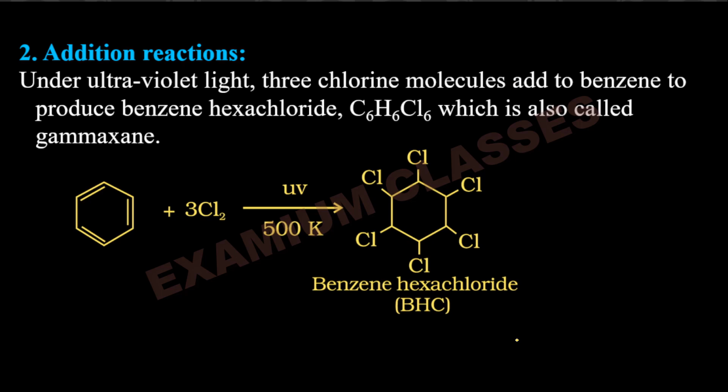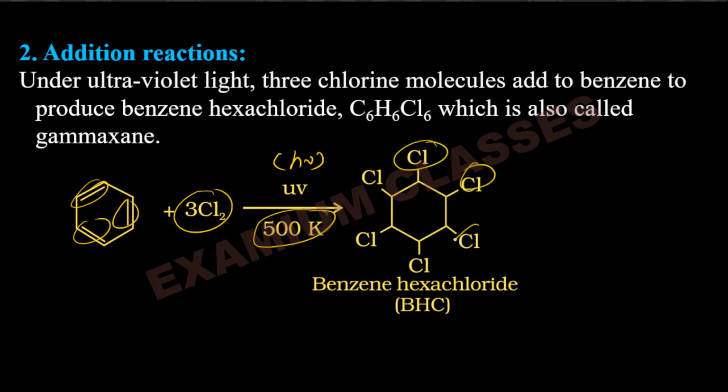Another example, this is an addition reaction, remember. In this case, we have 3Cl2, but the condition is UV, ultraviolet, that means hν, and we can say here 500 K, high temperature. Then all the pi bonds are broken and chlorines get attached. So hydrogen is still there. This is CH, CH, CH, everywhere this is CH, okay. And then because pi bonds have been broken, chlorine has got attached.